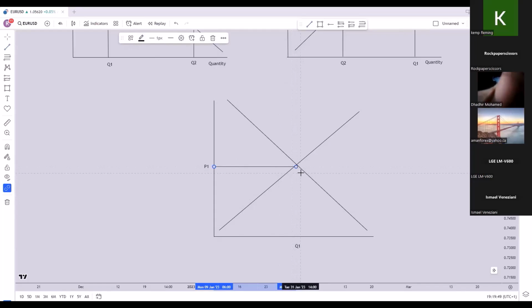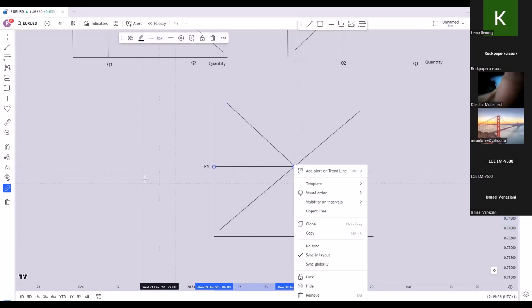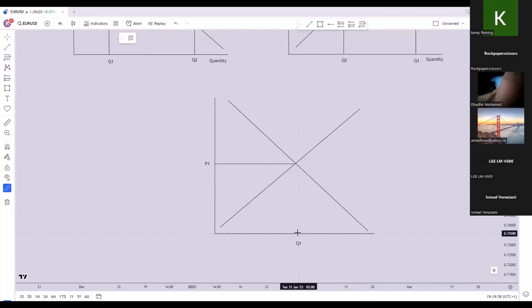Okay, so where price is now meeting here, this is what we call current price action, or current price. Okay, so where demand and supply meet, which is obviously at this cross section here, this is where we have current price. Okay, so this is where both buyers and sellers agree on a price.